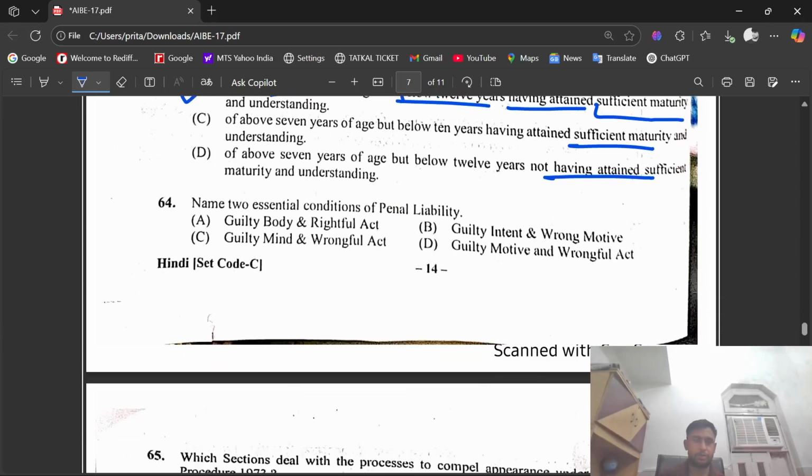The next question is question number 64. Name two essential conditions of penal liability. The right answer is option C, mens rea and actus reus.